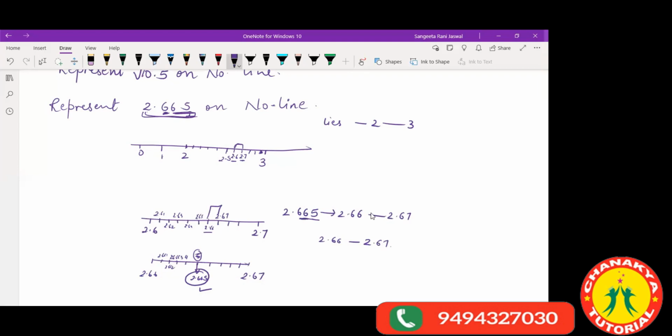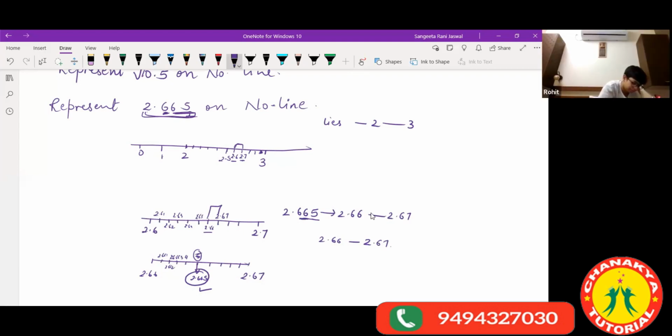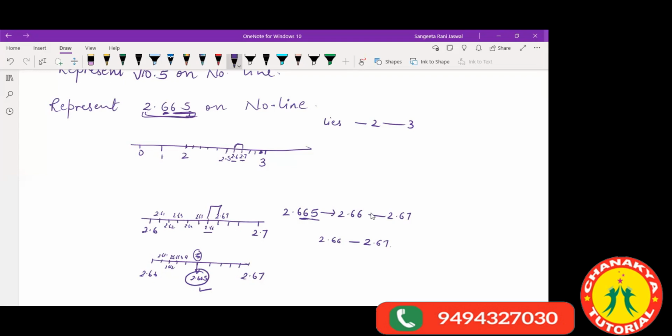Now I magnified 2.66 and 2.67 also. Again I divided this into 10 equal parts. My first part was 2.661, then 2.662, 2.663, 2.664, 2.665. The fifth point was 2.665 and this is the final number.